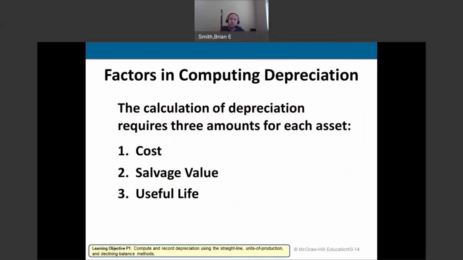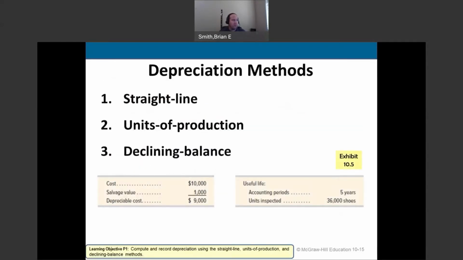When we do the units of production method, we're going to need the units of production, the amount we think we're going to produce. So we do need a fourth one, but that's only for the units of production method. So here are our methods. Let's go ahead and show you what we have here.